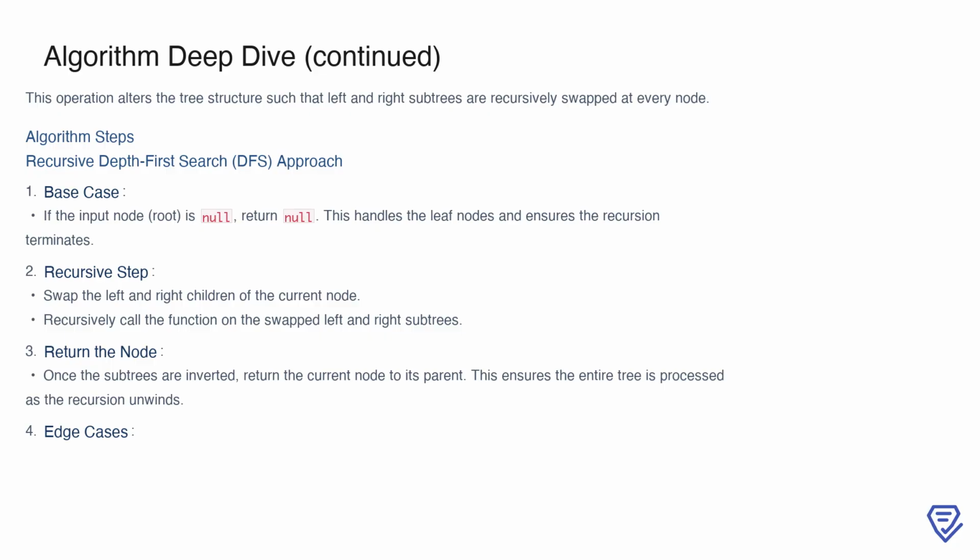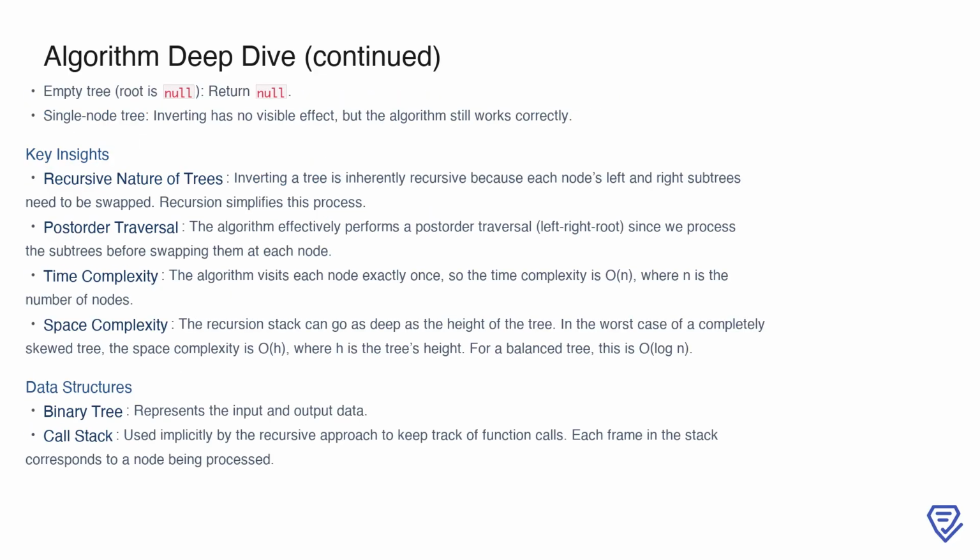Additionally, it's important to consider edge cases, such as an empty tree or trees with only one node, to ensure the algorithm handles all scenarios robustly. When dealing with edge cases, if the tree is empty, or the root is null, the function will simply return null. For a single node tree, there's no visible change after inversion, but the algorithm still processes it correctly.